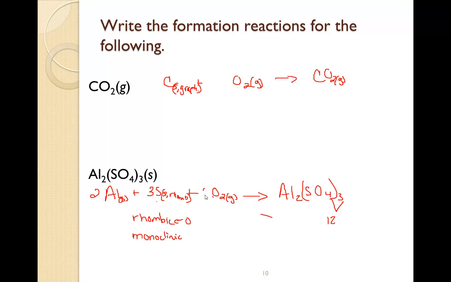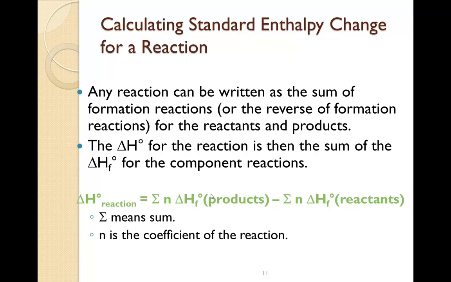Any reaction can be written as a sum of the formation reactions, or the reverse of the formation reactions, for the reactants and products. The delta H of a reaction is the sum of the delta H of formation for the component reactions.